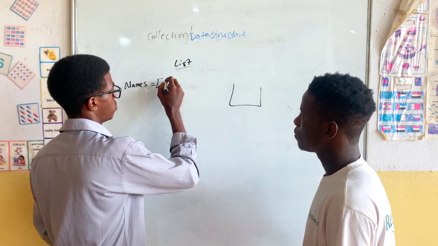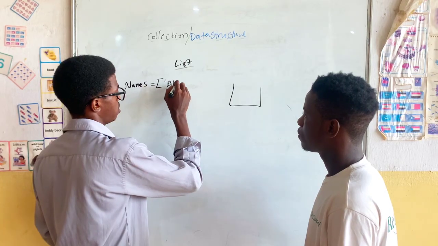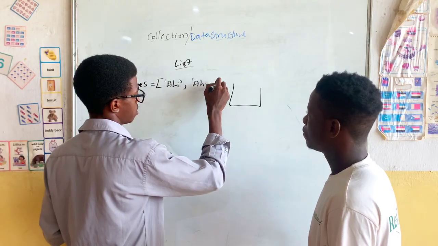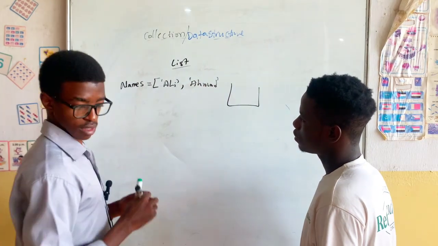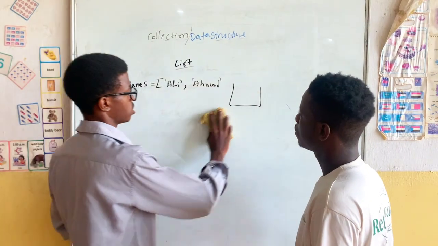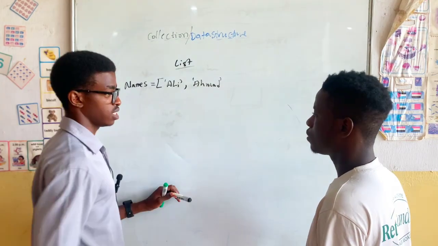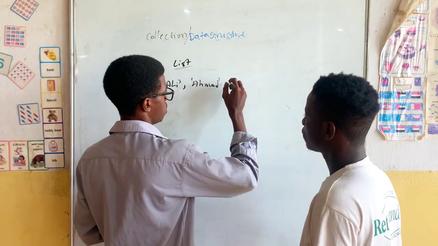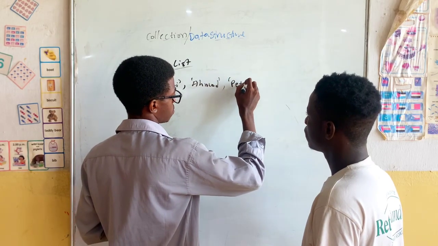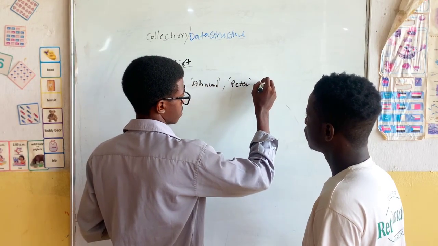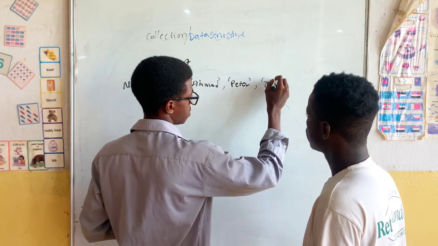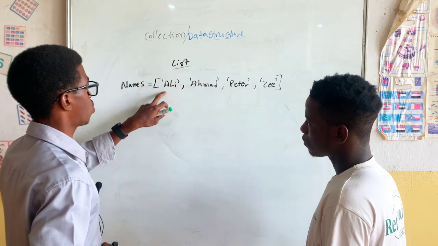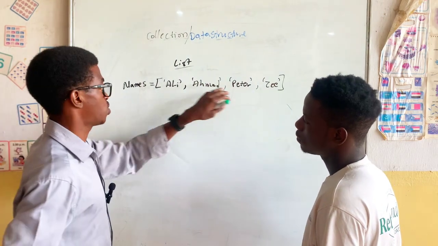Then let me start by putting a name. Then Ahmad. For this one I can use single quotation; not only single, you can use double. It depends on your choice. Sometimes I prefer to use single or double. Then Peter, then Z. Now each one of those is called an object, each one of these items.